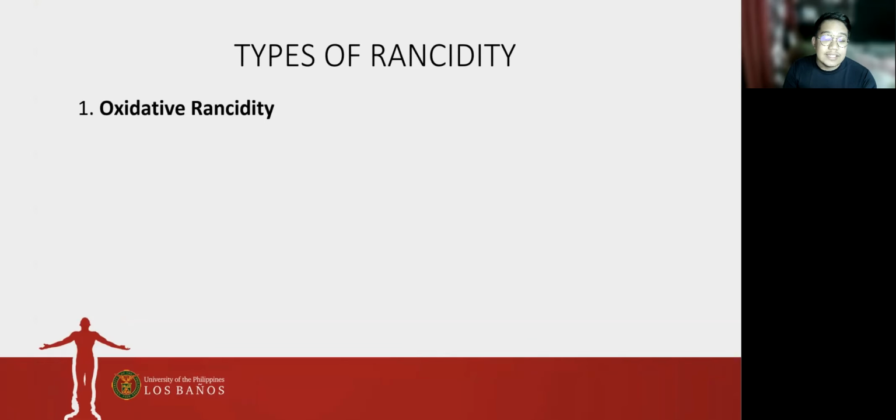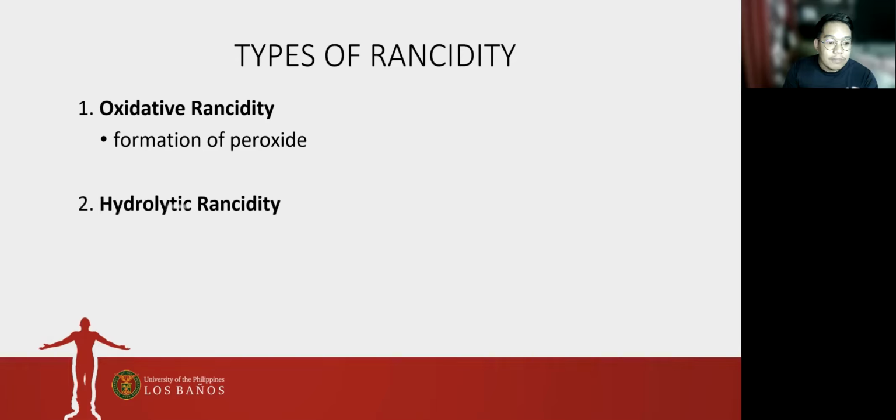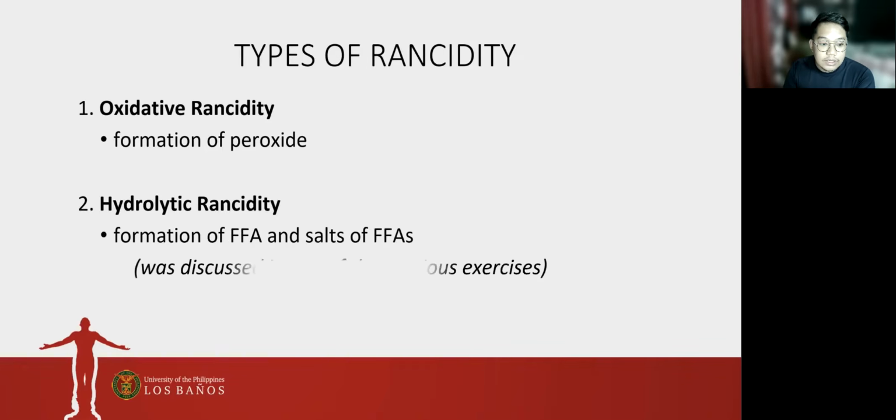So yung sa peroxide value, what we measure is the oxidative rancidity. So this oxidative rancidity is due to the formation of your peroxide. Okay? So as recall from your free fatty acid number, ang minimeasure naman natin doon ay yung hydrolytic rancidity due to the presence of water or your lipase. Okay? So this was already discussed from the previous exercises.